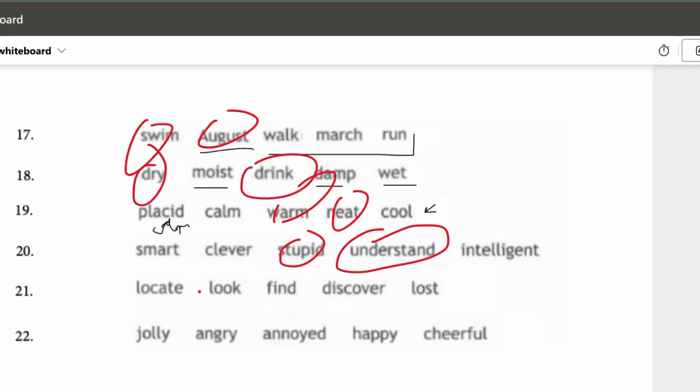Question 21, if you locate, find, and discover, you have found the object or found the place.